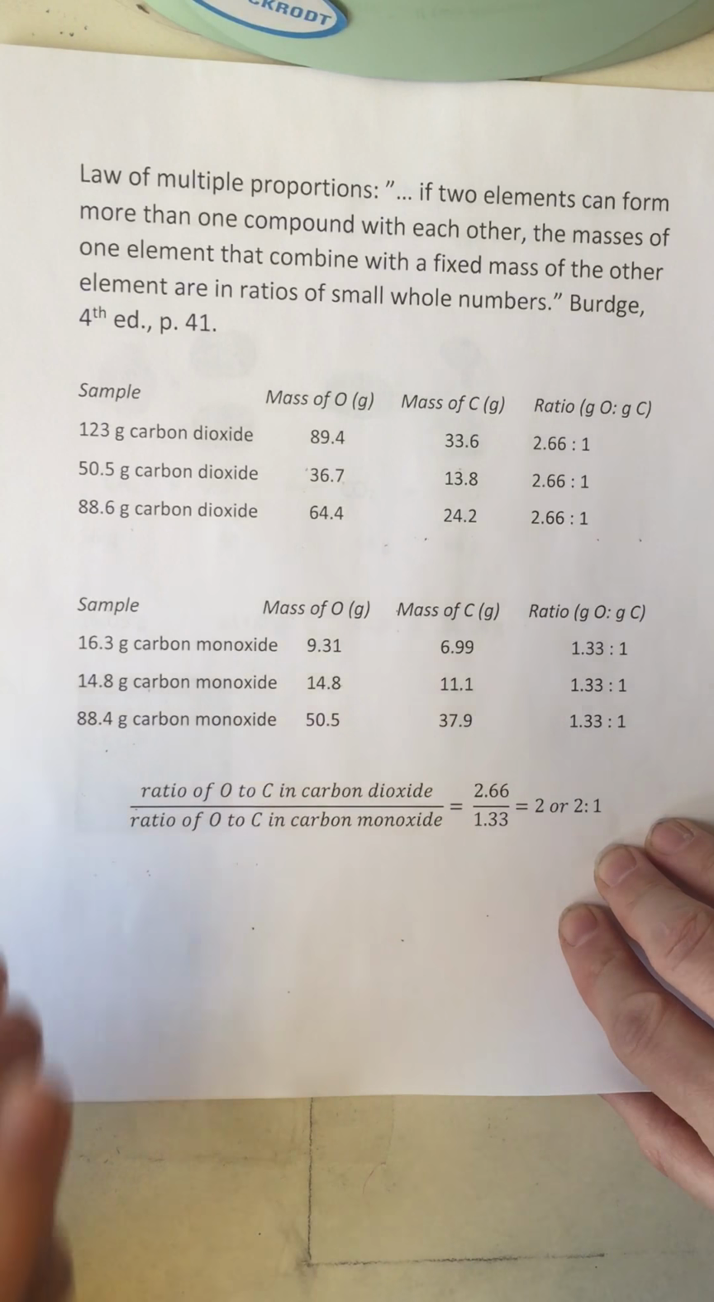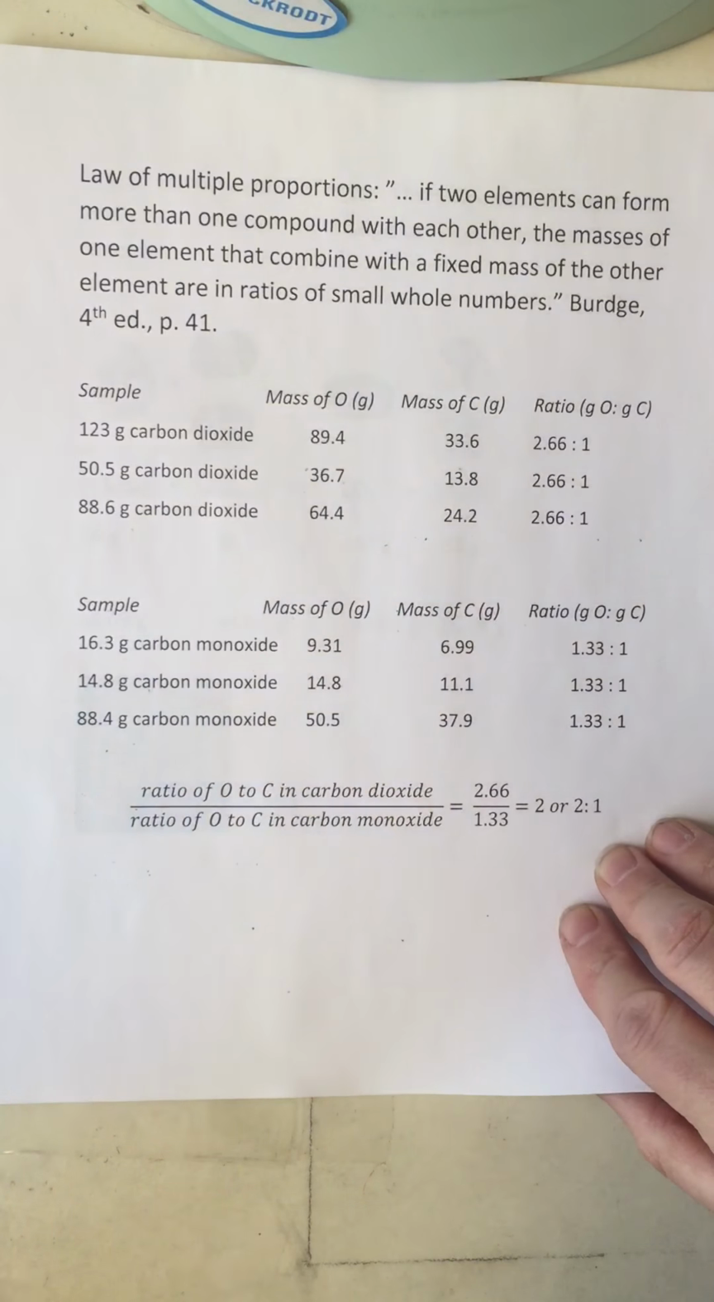Again, this is evidence for the only way this would work out is if you keep doing this experiment over and over and you keep getting these whole numbers like 2 to 1 or 3 to 1. That means the only way to explain that is that there are definite numbers of particles, and we would call those atoms.